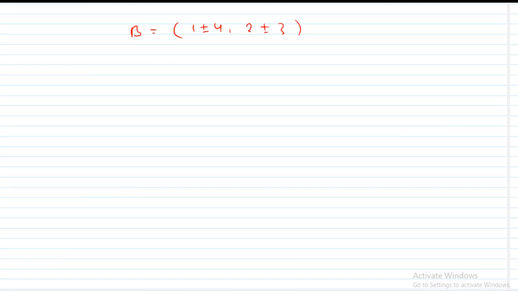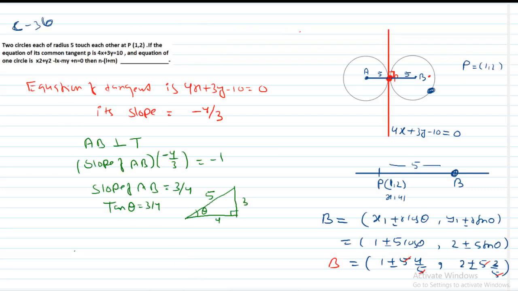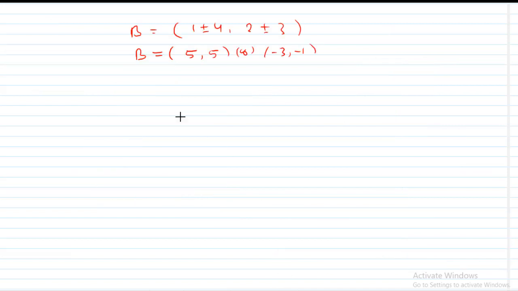Okay, so now you got the coordinates of B, that is (5, 5), and A is (minus 3, minus 1). If B is taken as (5, 5), automatically A becomes (minus 3, minus 1). Now I can find the equation of the circle. So observe the diagram here. We already got the coordinates of A and B and the radius is there. Directly you can find the equations of both the circles.